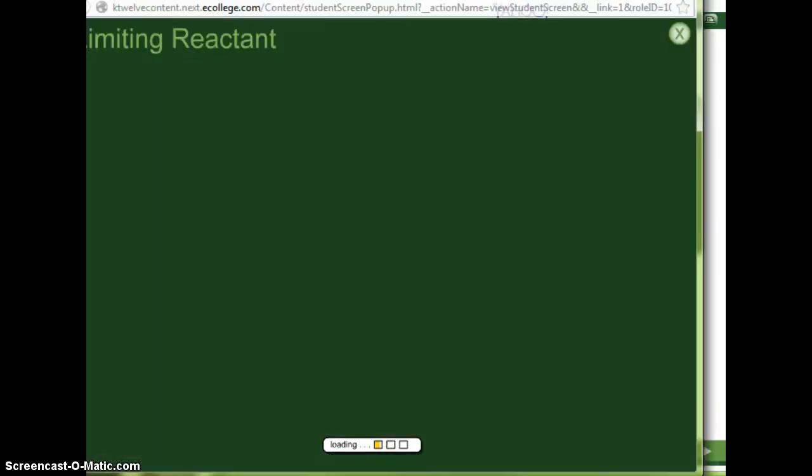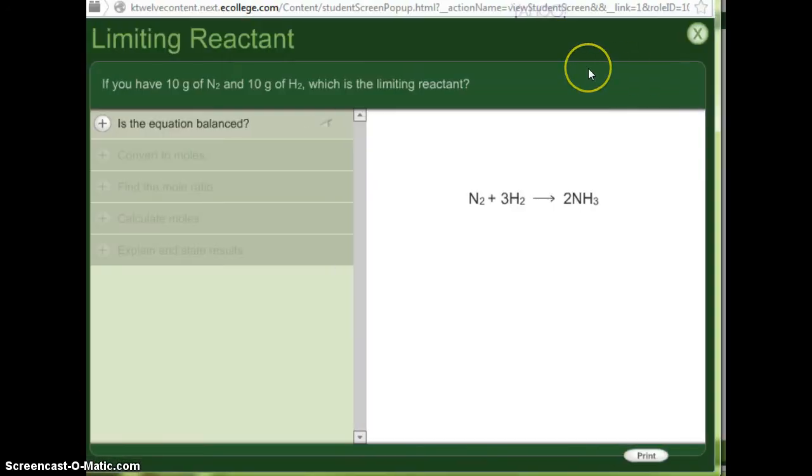Limiting reagent. So this problem says if you have 10 grams of dinitride and 10 grams of dihydride, which is the limiting reactant? Okay, so we're going to use our mole ratio, which says for every 1 molecule of N2, we need 3 molecules of H2, but beware, they're giving you grams. This is moles. You have to do some conversion first.